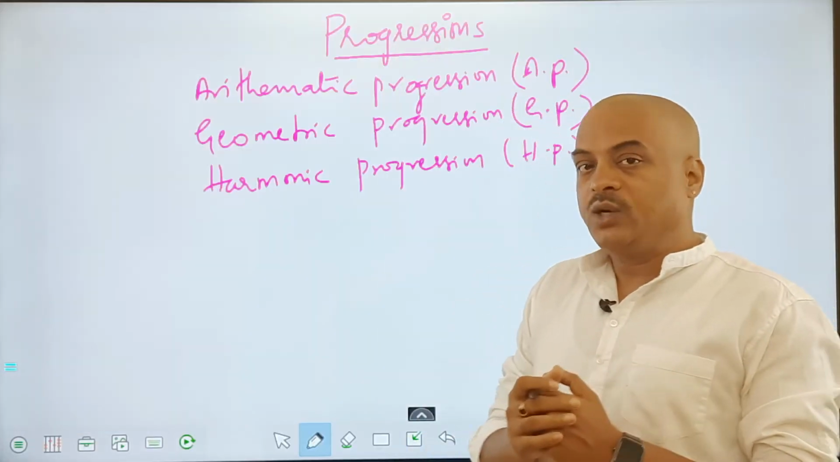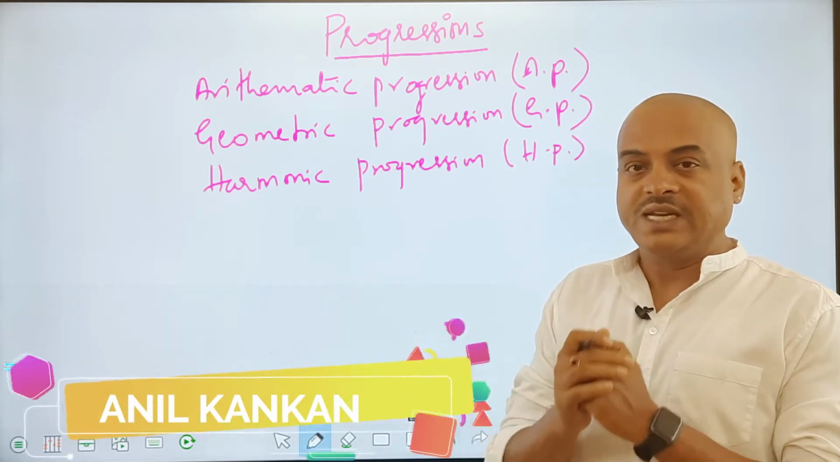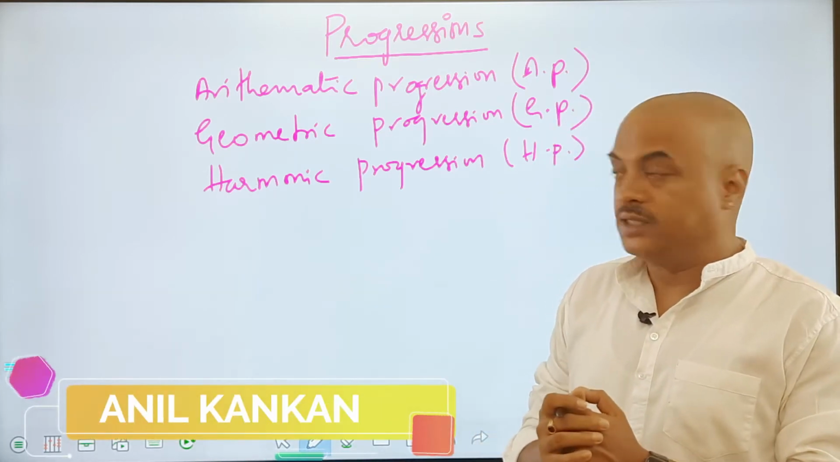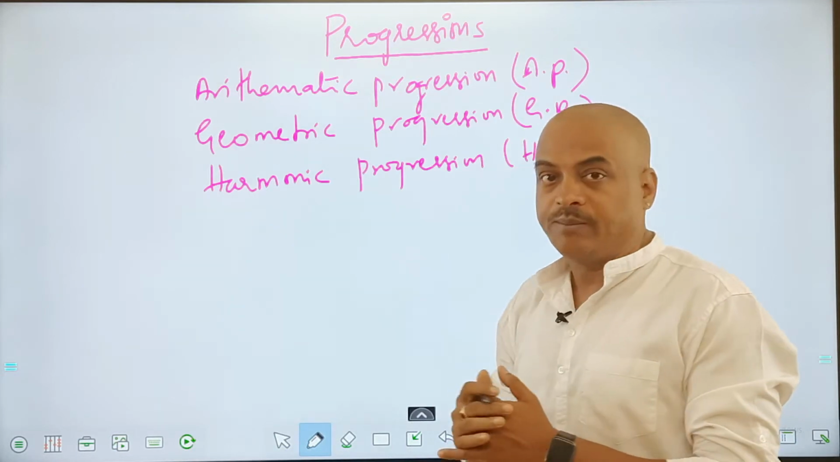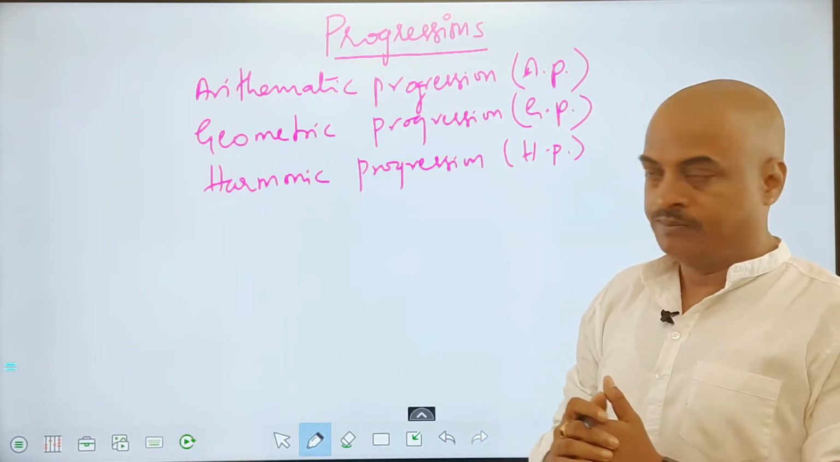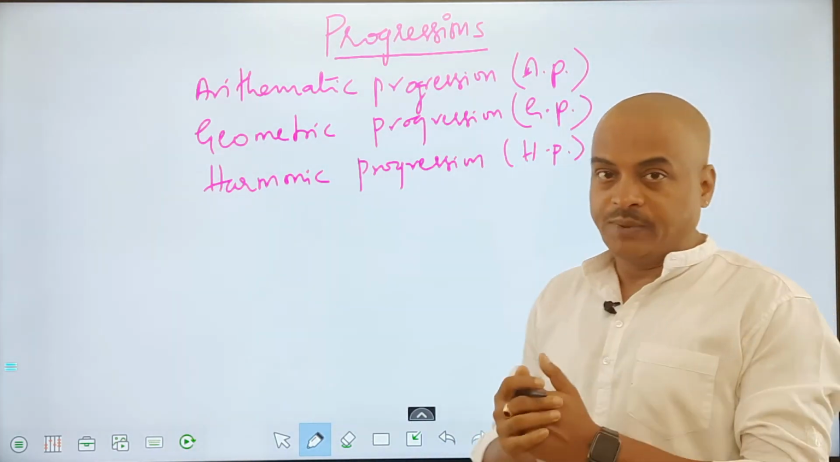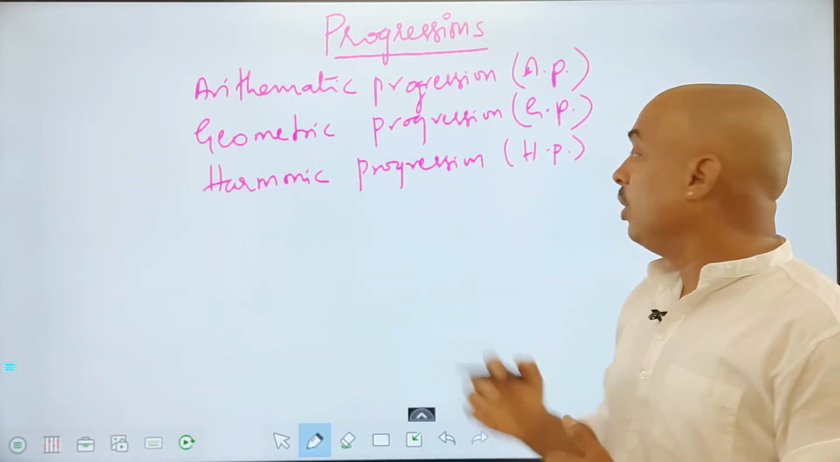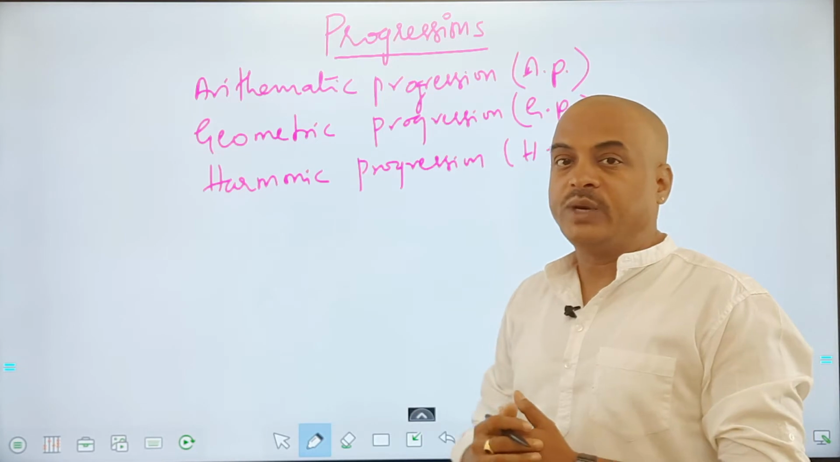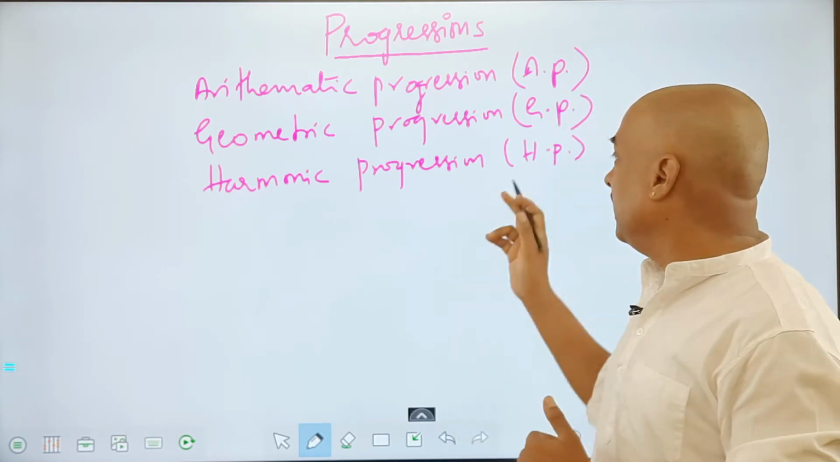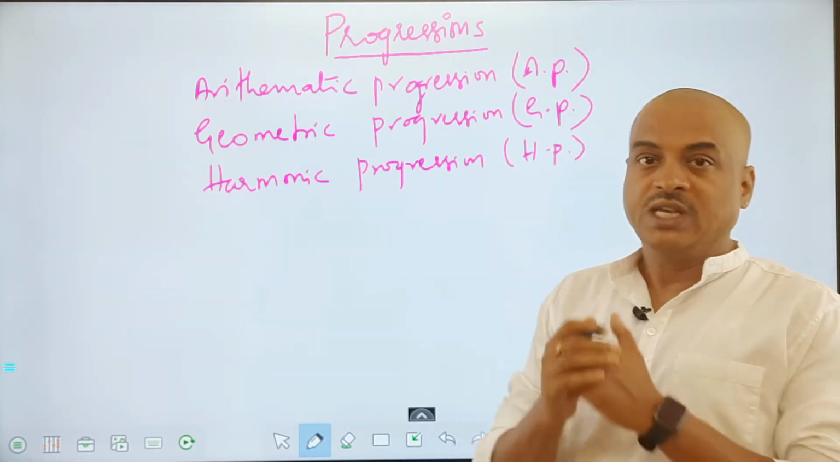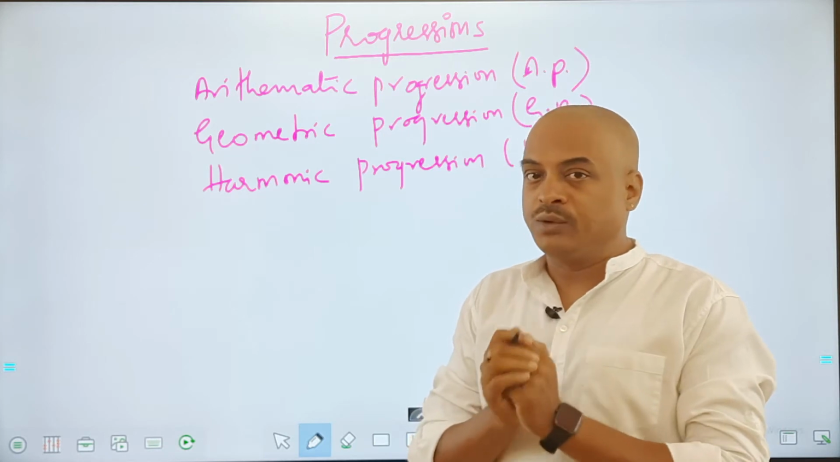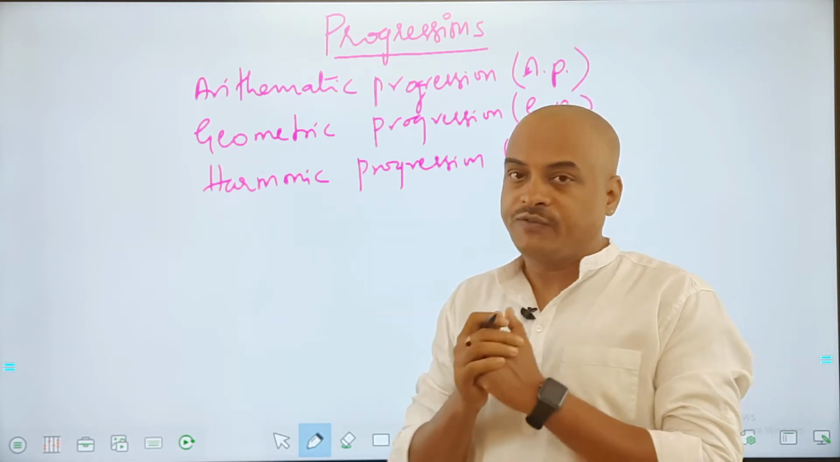So let me start with progressions. There will be three types of progressions which we need to learn. The first among them is arithmetic progression. In short, we call it as AP. Second one is geometric progression. In short, we call it as GP. And the third one is harmonic progression. In short, we call it as HP. So what are the things we need to know about these three types of series?